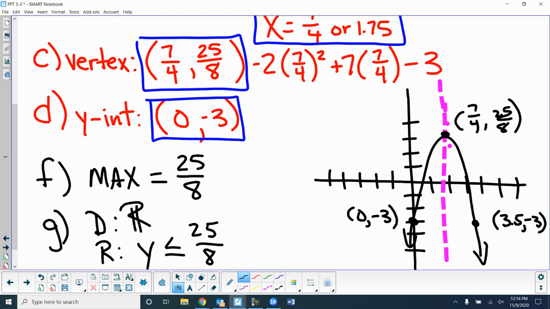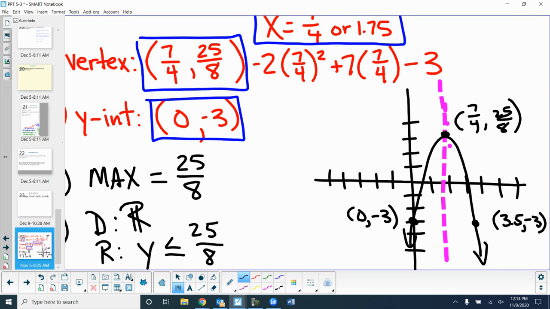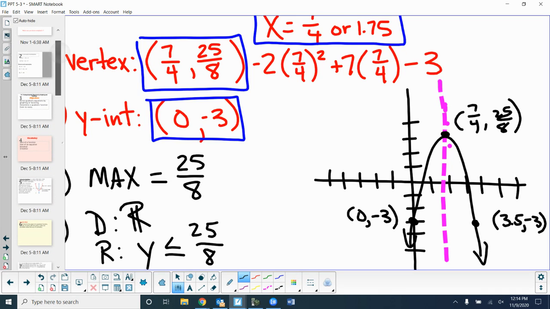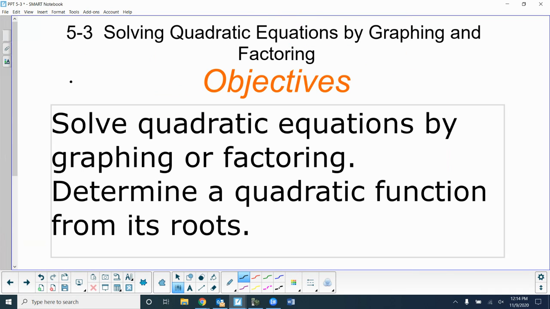Okay, so today, again, these are called quadratics, right? Quadratic functions. We always have an x squared in here, right? So we're going to solve quadratic equations and quadratic functions by graphing and factoring, okay? So that's what we're doing today. And this part, determine a quadratic function from its roots. That's what we'll do tomorrow.